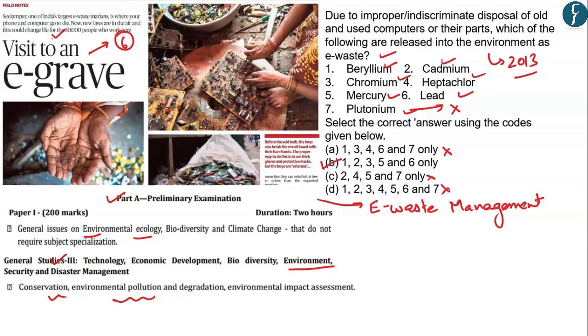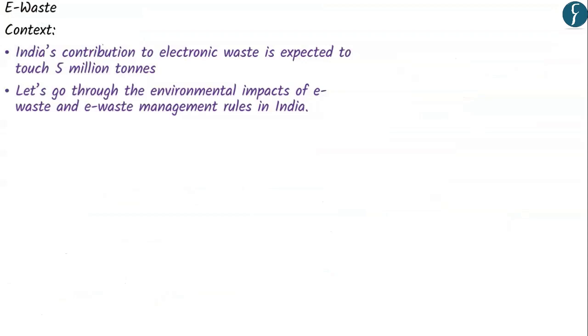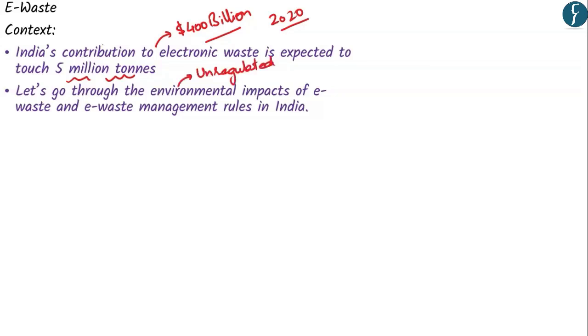Let's start the article. India is one of the fastest growing markets for electronics, and demand is projected to reach US dollar 400 billion by 2020, and India's contribution to electronic waste is expected to touch 5 million tons. This news highlights an area, Seelampur in Delhi, which has become the hub for unregulated reprocessing of e-waste. So let's go through the environmental impact of e-waste and e-waste management rules in India.